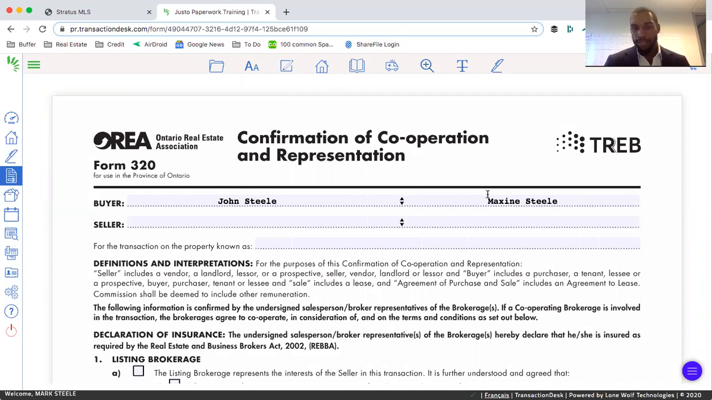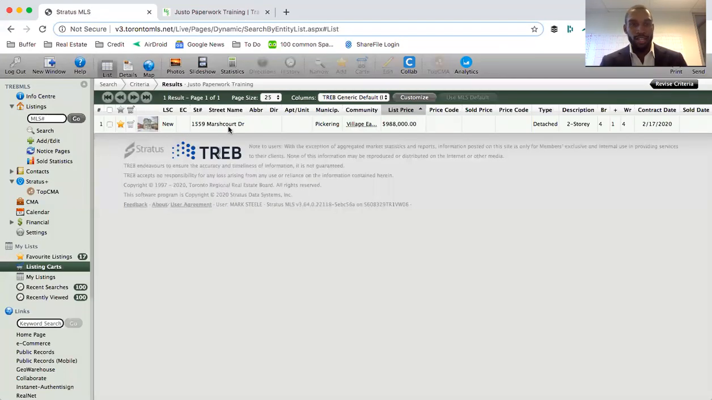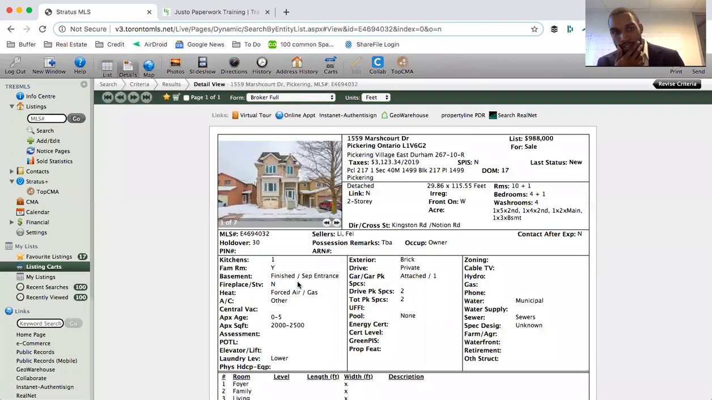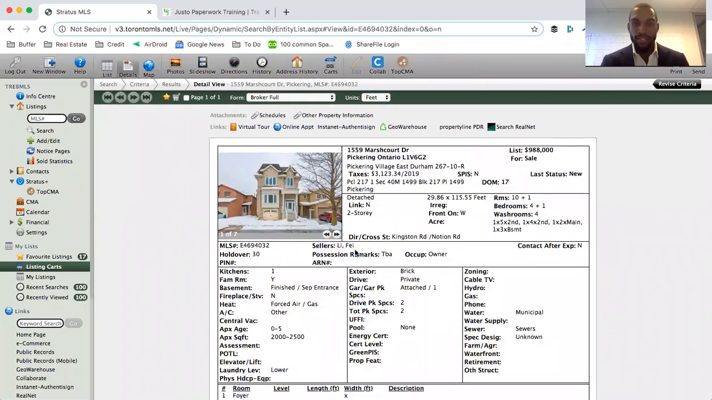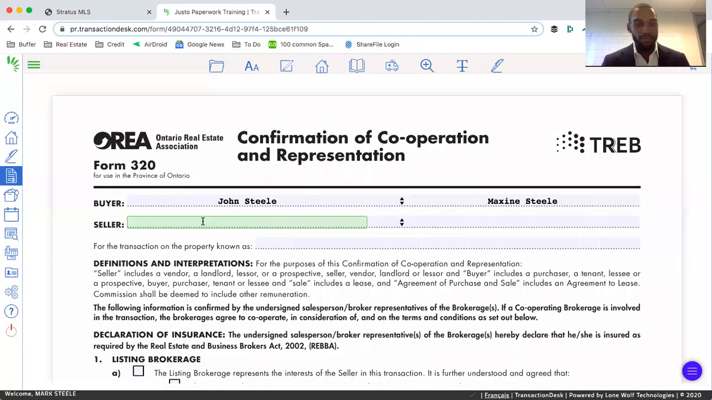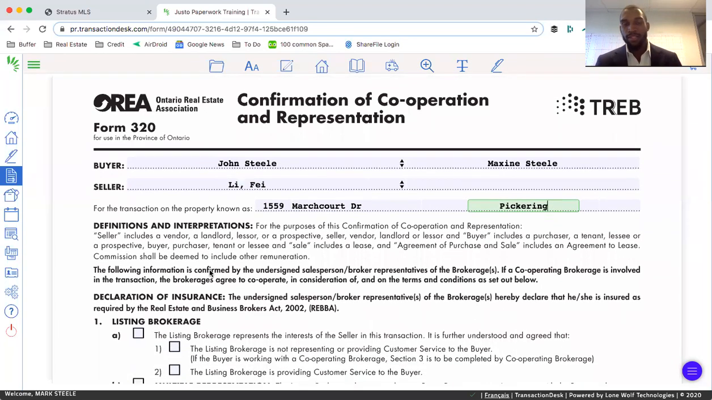So you're gonna have the buyer's names on these lines, of course. You're gonna have the seller's name for whatever property you look at, you'll put the seller's name there. So for today's example, I pulled up this property at 1559 Marsh Court Drive. And the seller is Lee Fay. So we're just gonna copy and paste the seller's name there and drop it right into the paperwork, okay? For the transaction known as 1559 Marsh Court Drive in Pickering. All right, so this document is going to be for that specific paperwork and that specific transaction.